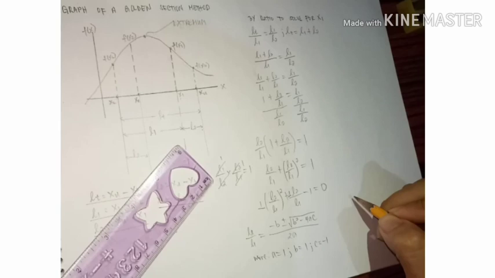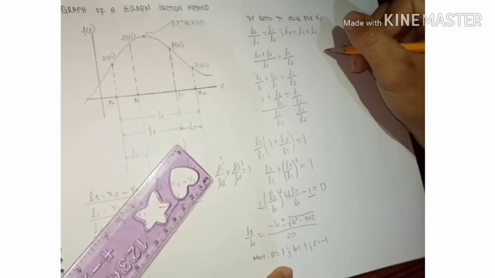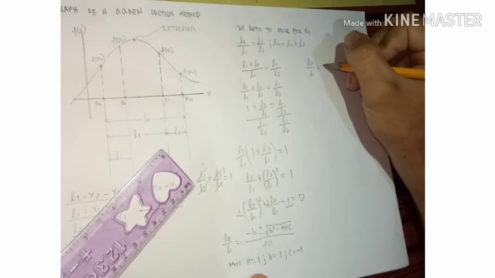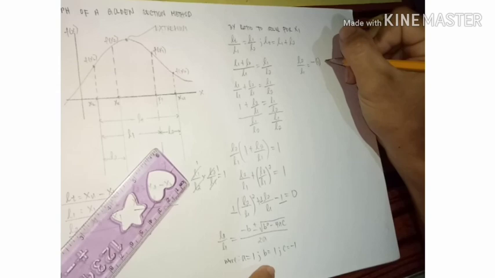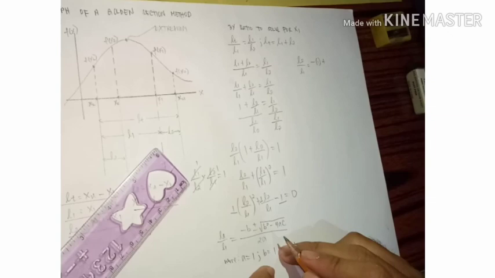By substituting all the values into the quadratic formula, L2 over L1 is equal to negative, the value of b is 1, plus, as I've said before, we only need the positive root of the quadratic equation, so we do not need to solve for the negative root.